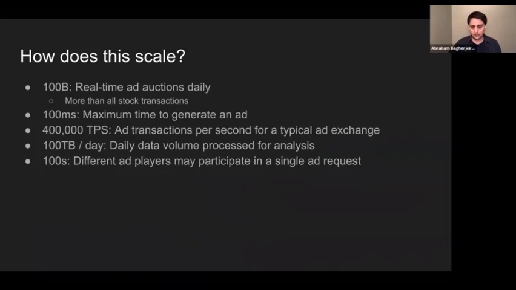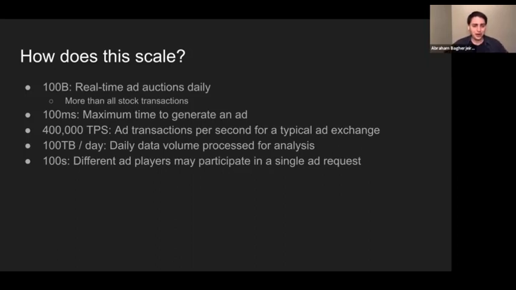And how does this scale? Well, we have hundreds of billions of ad auctions per day. That is more than all stock transactions on all exchanges every day. And this happens within 100 milliseconds from the time the user looks at the content to the time that they see an ad. At general traffic time, we're processing 400,000 requests per second in a typical ad exchange. That's more than all the credit card transactions in the whole world.